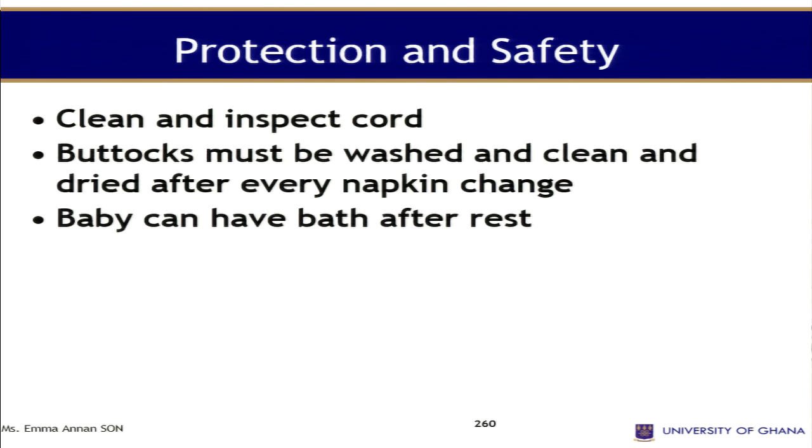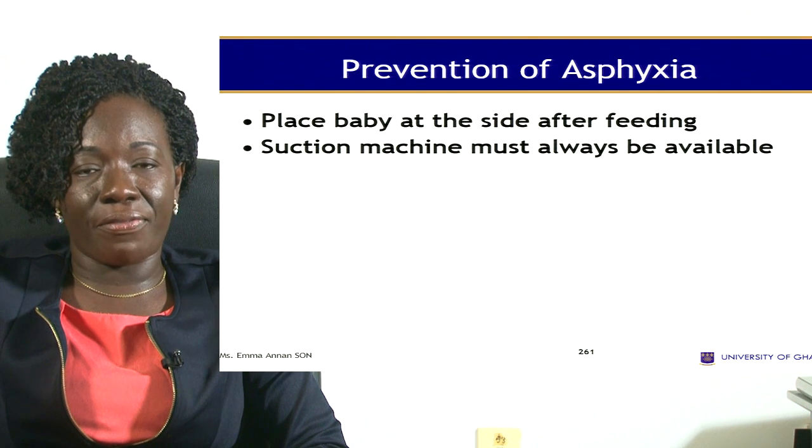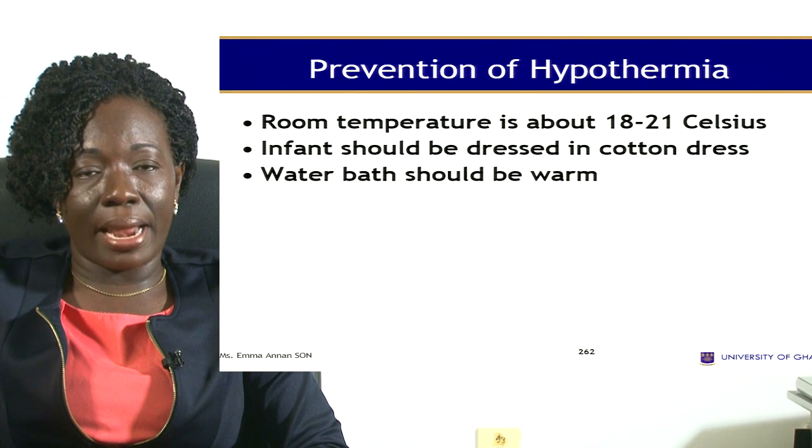You have to clean and inspect the cord to prevent infection. Bottles must be washed, cleaned and dried, and the baby cleaned after every napkin change or diaper change, and baby can have a bath after rest. Then prevention of asphyxia. Place baby at the side after feeding. Then suction machine must always be available.